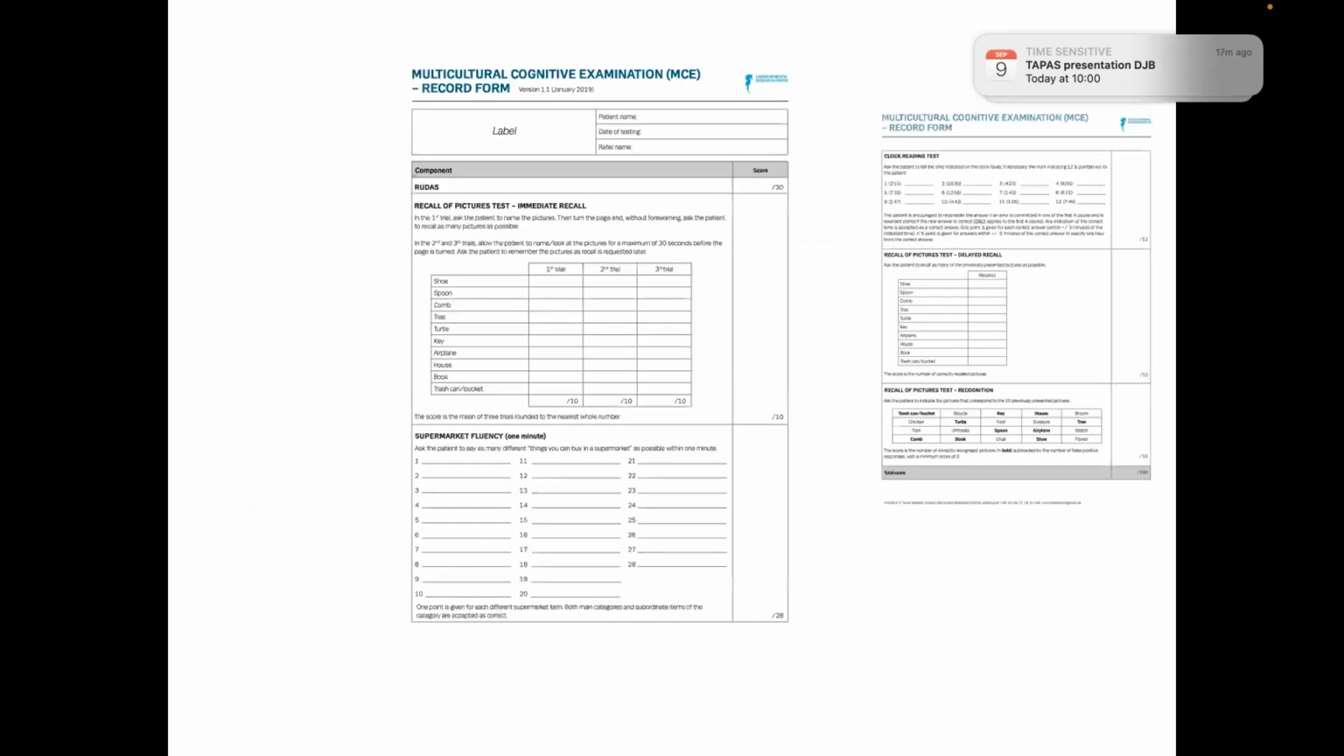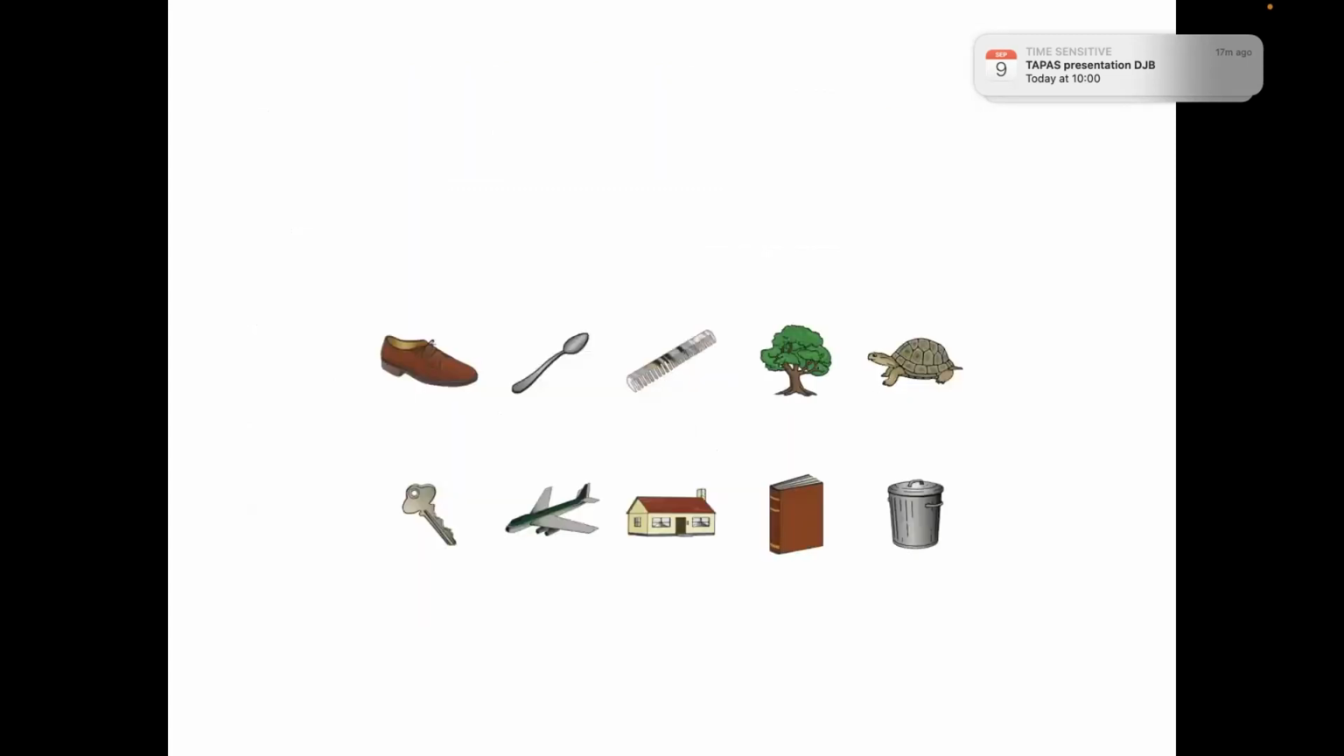And there's also a test called the multicultural examination that Runa Nielsen created in Copenhagen, which has been validated in European populations. The word item to recall is 10 items that you show them, but you allow them to name the word. So if they call the top right image a tortoise or a turtle, it doesn't matter. It's whatever word they're comfortable with. And similarly, the bottom right, if it's a dustbin, a bin, a bucket, as long as they can recall the word that they call it, that's fine.